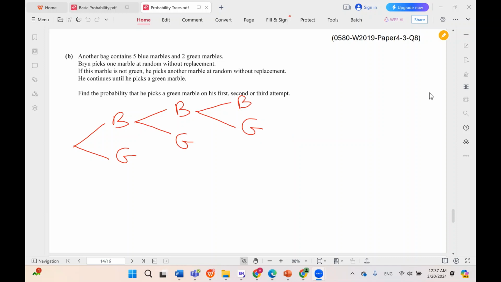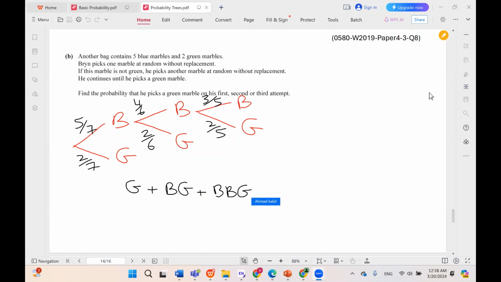So for the first one, we have 5/7 for blue and 2/7 for green, because we have 7 marbles in total. Once he picks a blue marble, we have 6 marbles in total, 4 of which are blue. So here this is 4/6, and this would be 2/6. And then if he picks another blue marble, he gets 3/5 here and 2/5 for green. Now, he can either pick green on the first attempt, or he can fail on the first attempt, but pass on the second, or he can fail on the first two attempts and then pass on the third.